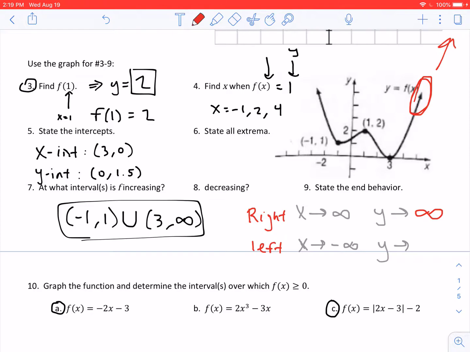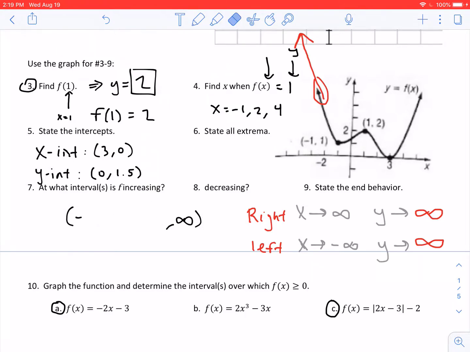Okay. What's happening on the far left? Well, on the far left, same idea. No matter how far left I go, this graph is just going up and up and up and up to a height or a y value of infinity. Okay. So this is how we wrote end behavior in Algebra 2. How do we write it in Pre-cal?